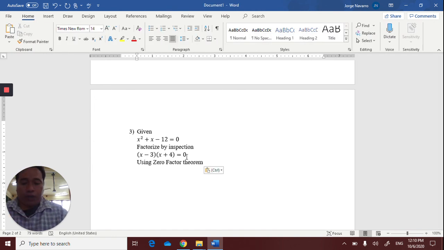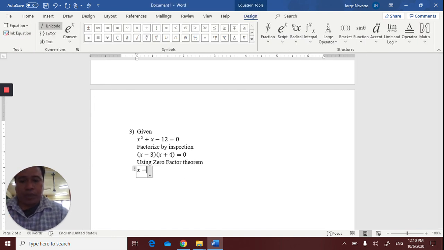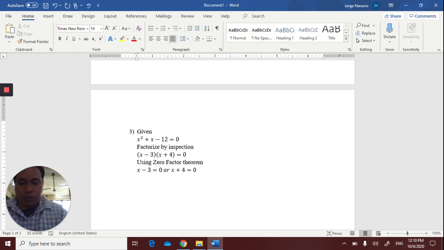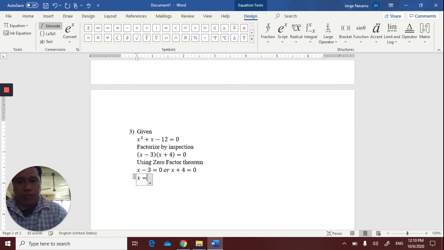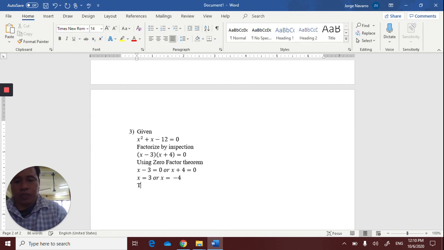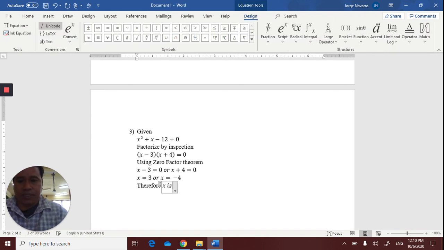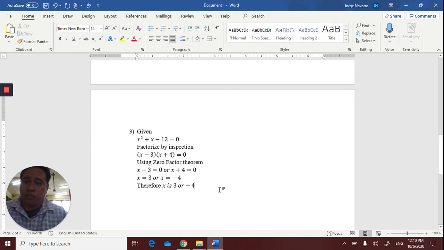So we're going to use our zero factor theorem now. We'll say x minus 3 is equal to 0, or x plus 4 is equal to 0. So I will transpose. x will be equal to 3, because the opposite of negative 3 is positive 3, or x is equal to negative 4. So therefore, x is 3 or negative 4. And that's how we solve by factorization.